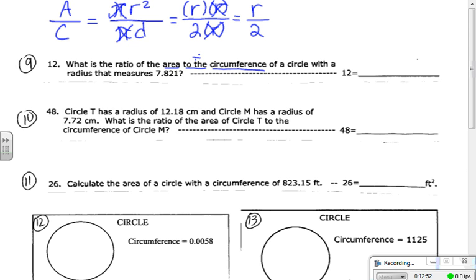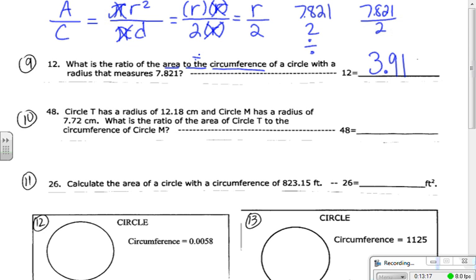So our radius, we're told, is 7.821. Enter, 2, divide. And if you're writing it out, it would be 7.821 over 2. So whenever you put that into your calculator, you end up with 3.91. It'll be times 10 to the 0 power, so we'll just leave 3.91.